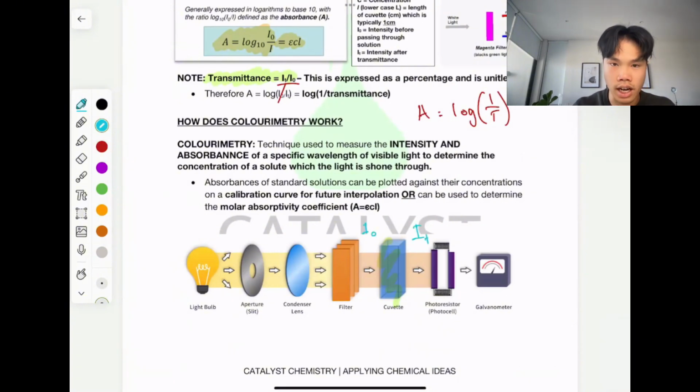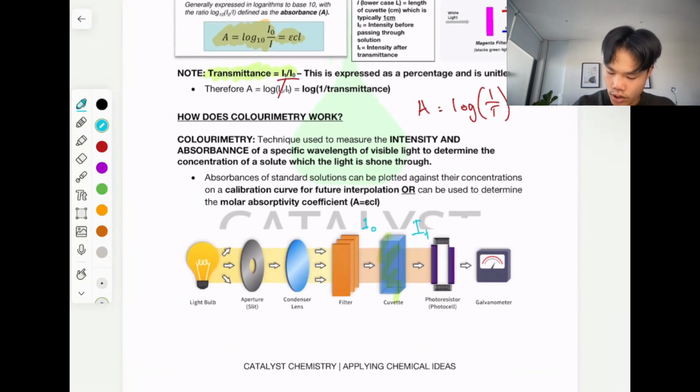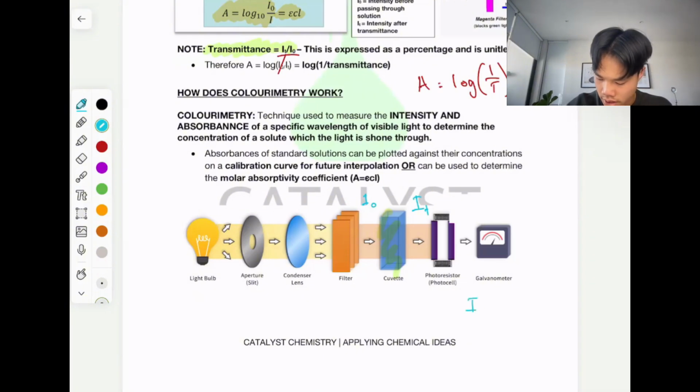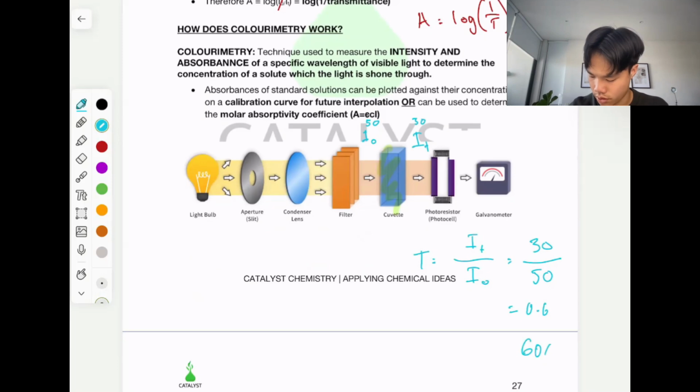IT is the light after it goes through the sample. Transmittance is therefore what percentage of light actually passed through. And to find that, you take IT on I naught is equal to transmittance. Because you may have shone through, let's say, 50 lumens and you got out 30 lumens. So the transmittance in that case would be 30 divided by 50 is 0.6 or 60% transmittance.